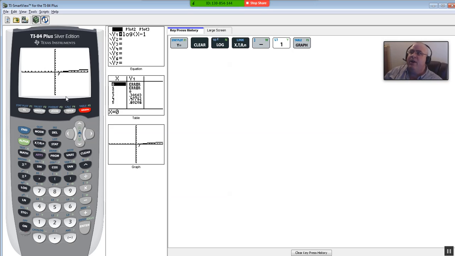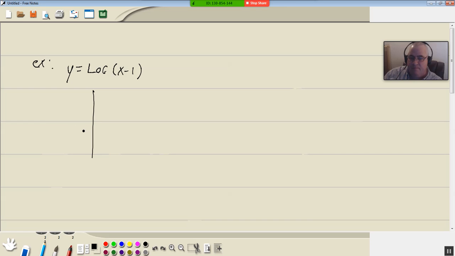Now, what I need to point out here is it looks like it just stops. These graphs never just stop. It keeps going down forever. It's a flaw with the calculator. So what your graph should look like is this right here. So that would be our graph.